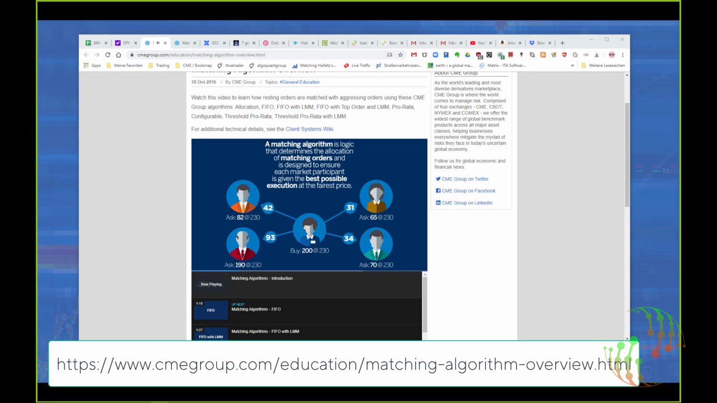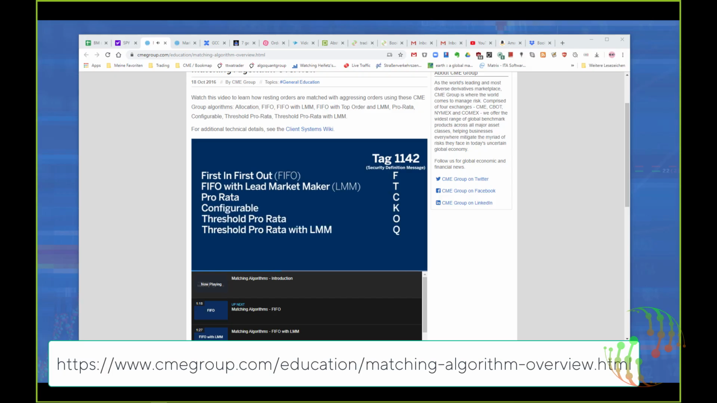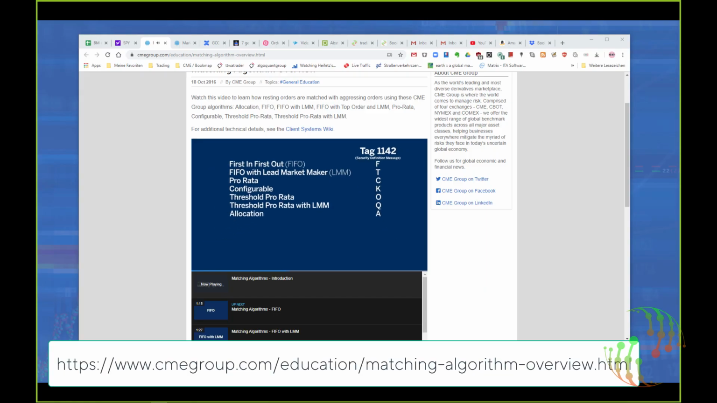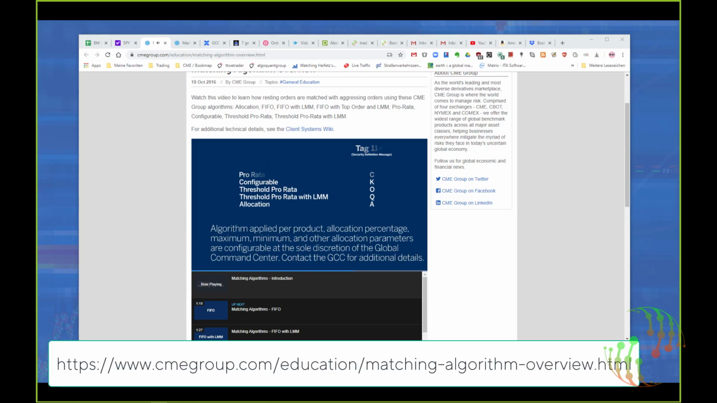This video includes a description and example of each of the following matching algorithms: FIFO, or first in, first out; FIFO with LMM, or lead market maker; pro rata; configurable; threshold pro rata with LMM; and allocation. This demonstration provides a basic example of each trade matching algorithm available on the CME Globex platform. Each example depicts a matching scenario using the pricing convention for the given product. The algorithm applied per product, allocation percentage, maximum, minimum, and all other allocation parameters are configurable at the sole discretion of the Global Command Center. Contact the GCC for additional details.